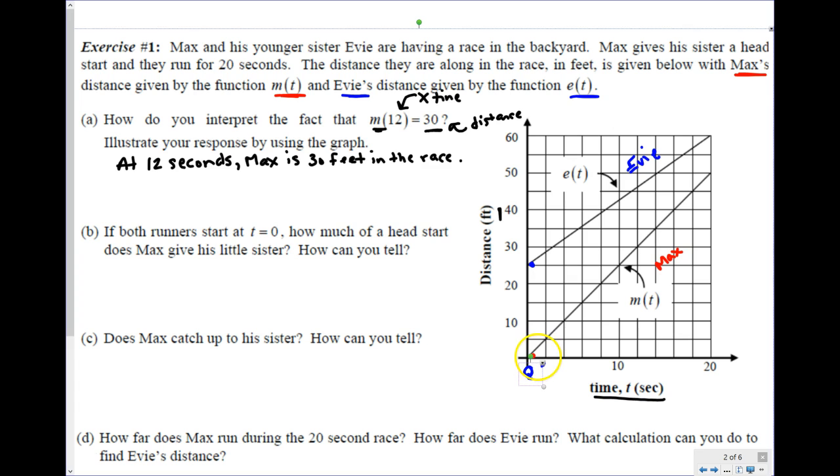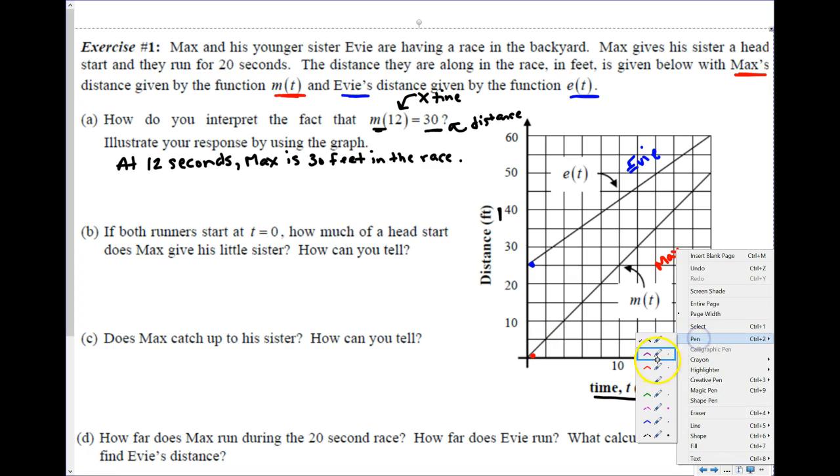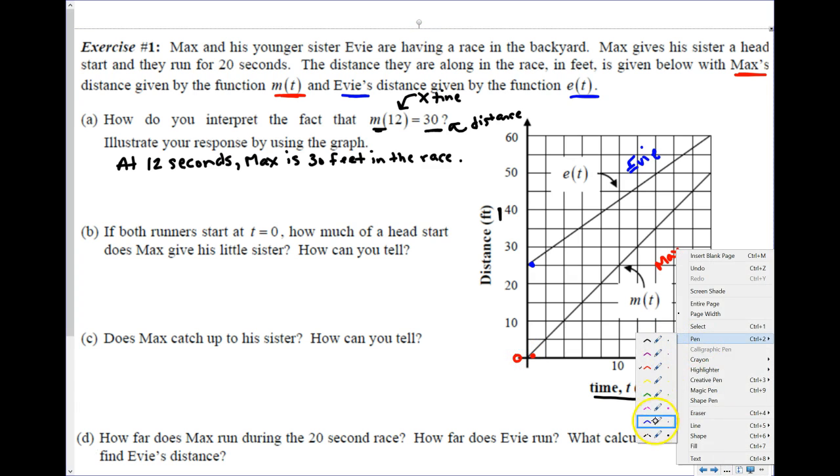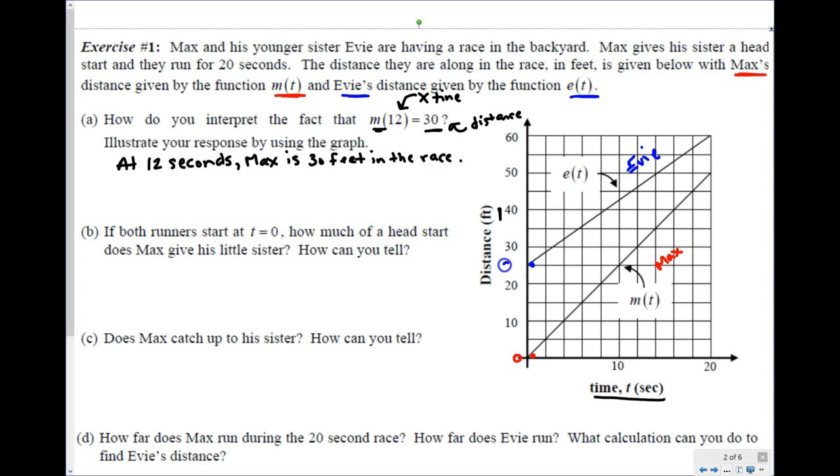Okay, so Max is starting at the red dot, and Evie is starting at the blue dot. So this is saying that Max is starting where? Max is starting at 0 distance, because he's starting at the origin. So Max is starting at 0. But where is Evie starting? She's here, 10, 20. Evie is right here at 25. So Max is starting at 0 distance, and Evie's starting at 25. So how far of a head start did Evie get? She got a 25-foot head start. Even though they're both starting at the same time, she is starting at 25 feet.